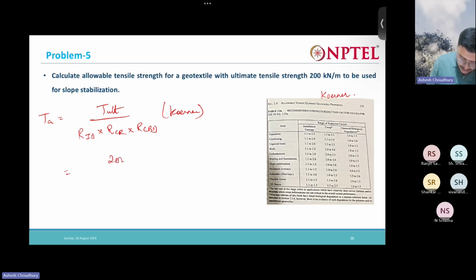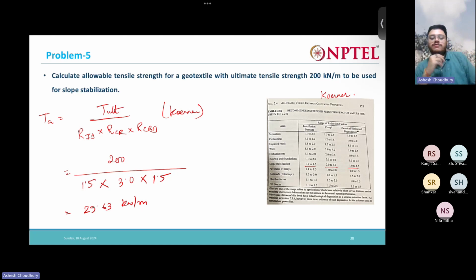So 200 divided by, what is installation damage for slope stabilization? 1.1 to 1.5. So let us take 1.5. For creep, it is 2 to 3. So let us take 3. Chemical biological damage, CBD, 1 to 1.5. So let us take 1.5. Nothing but 29.63.